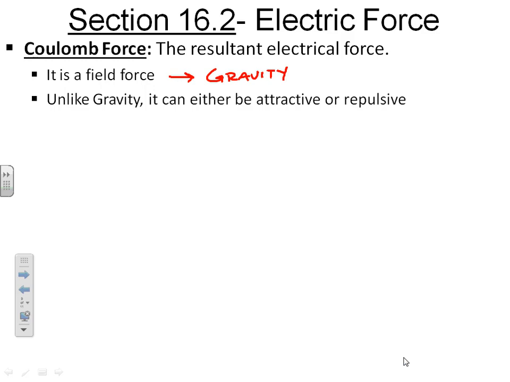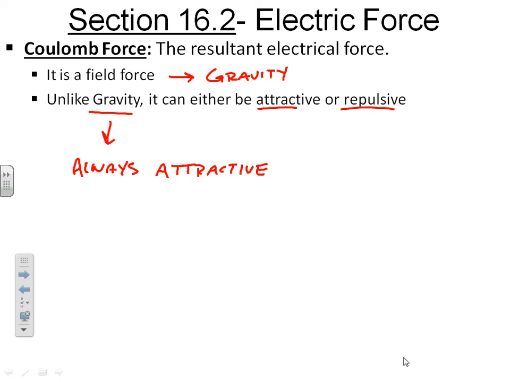Again, with field forces, you do not need to have direct contact with the objects. Like gravity, it's an attractive force. Gravity is always an attractive force. But with electric force, Coulomb force, it's both. It can be attractive or repulsive. Remember, like charges repel and opposite charges attract.